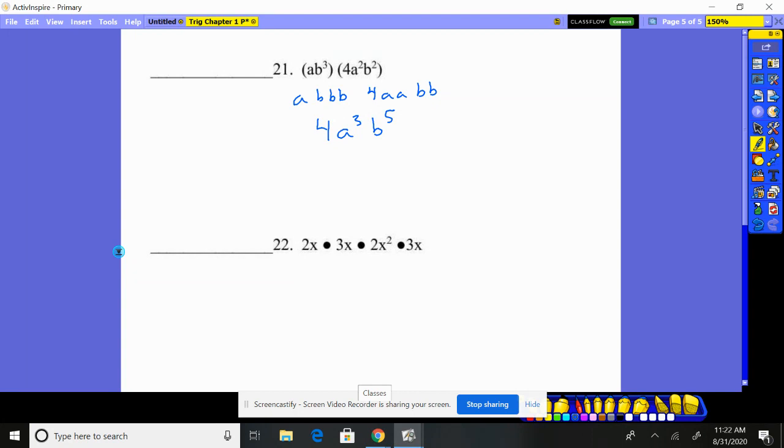And then 22. 2 times x times 3 times x times 2 x squared times 3 times x. Okay, 2 times 3 is 6. 6 times 2 is 12. 12 times 3, 36. How many x's? 1, 2, 3, 4, 5. X to the 5th power. There you have problems 5 through 22.